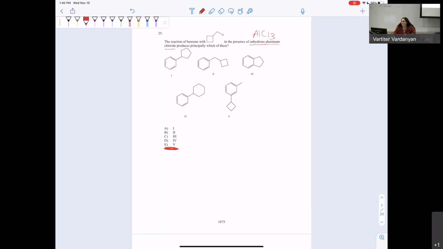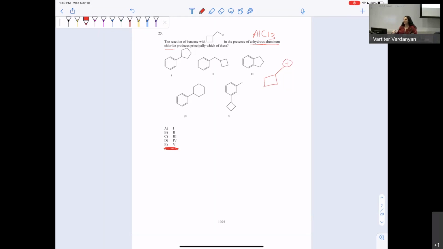So if we're reacting that with benzene, first thing we do is, what carbocation does this make? This. That's a primary and a four-membered ring. That sucks. So we could either do a ring expansion or we could do a hydride shift. Why is a ring expansion better? Is it easier? It's much more stable.